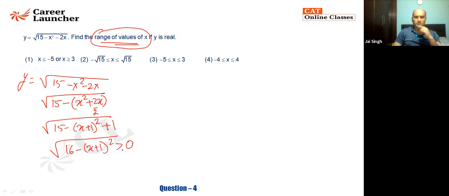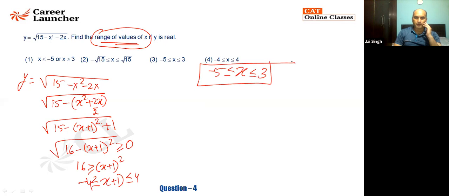I want it to be greater than 0. It can be equal to 0 because it is not coming in the denominator. So whatever happens, don't write a negative inside the root. So it will be 0 or greater than 0. Fine. So I'll say 16 is greater than or equal to (x plus 1) square. I'll say x plus 1 is less than or equal to 4 and greater than or equal to minus 4. Or I will say x is greater than or equal to minus 5 and less than or equal to plus 3. That is my solution, which is option number 3.